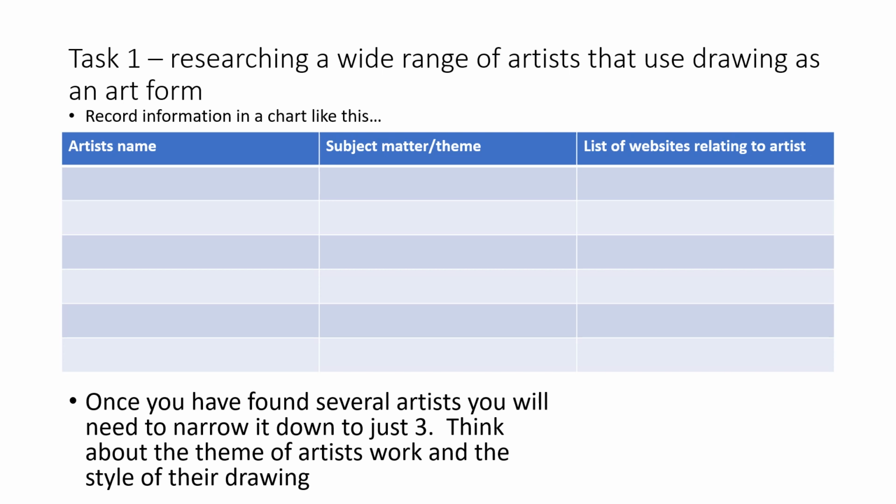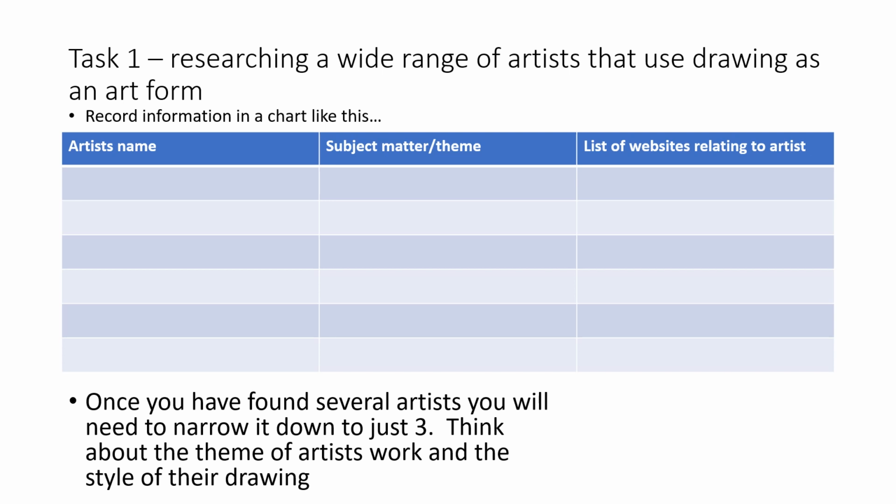While you're researching on your phone or your computer, just start to record the information of artists that you're looking at. So start on a chart similar to the one that's shown on this slide. So you can write down the artist's name, what subject matter and theme, and just a list of websites. You could even create a Word document that you save that information. So you've got a bank of lots of different artists, of the ones that you're looking at, that you actually like, that you might like to come back and return to.